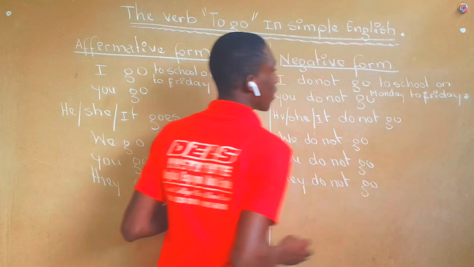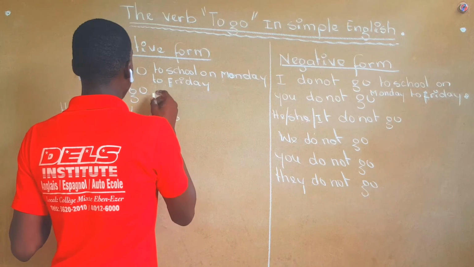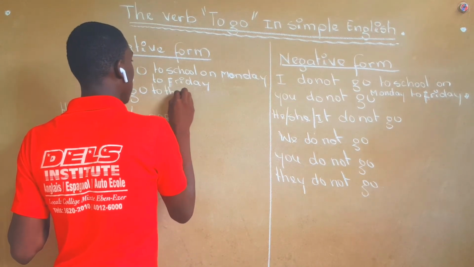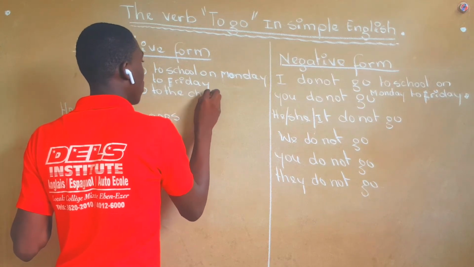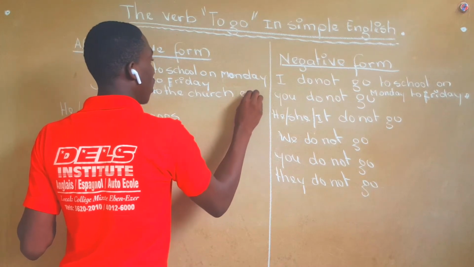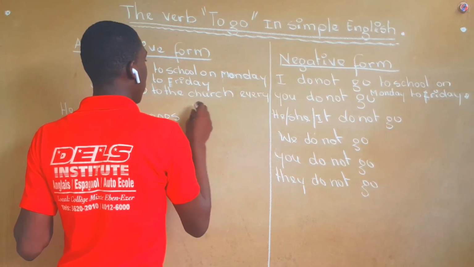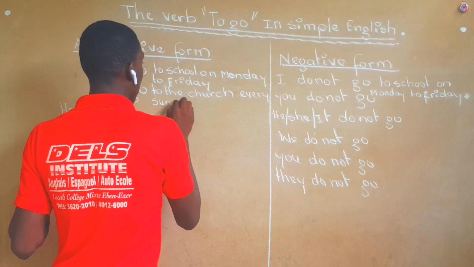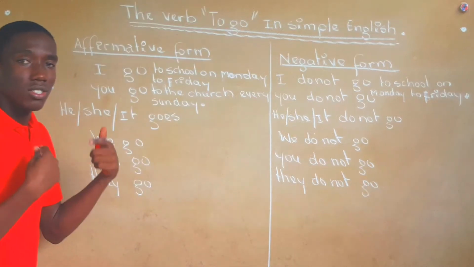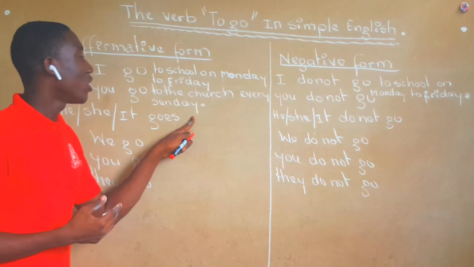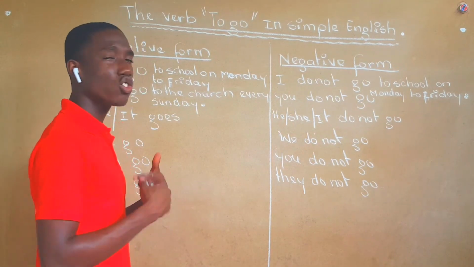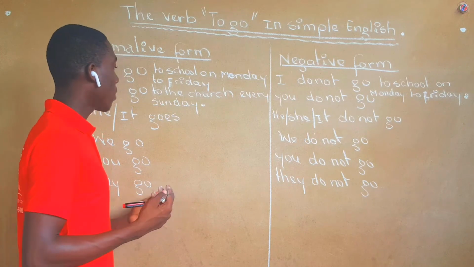I say before. Negative. You can say you go to the church every Sunday. Ou aller à l'église chaque dimanche. You go to the church every Sunday. It's not Sunday. Sunday, okay?